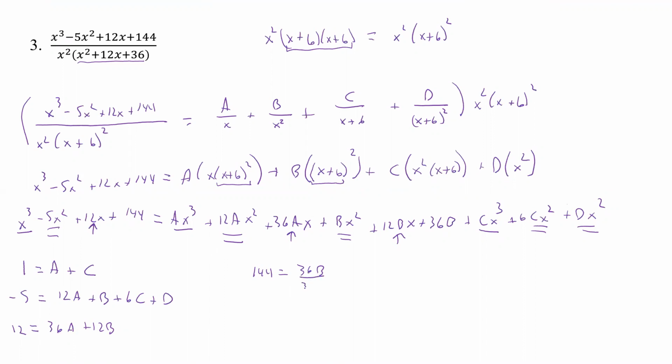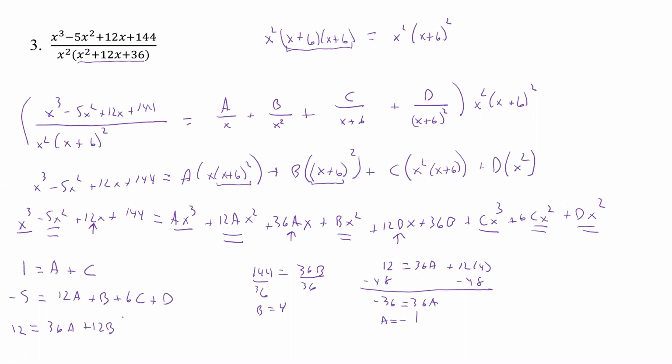So we divide both sides by 36. So b is equal to 4. Okay, so we got b. Now we can go back in this one and solve for a. So 12 equals 36a plus 12 times 4. So that's 48. So if we subtract 48, so we divide there, and then we have a minus 36 equals 36a. So a equals -1. Okay, so that looks good, I think.